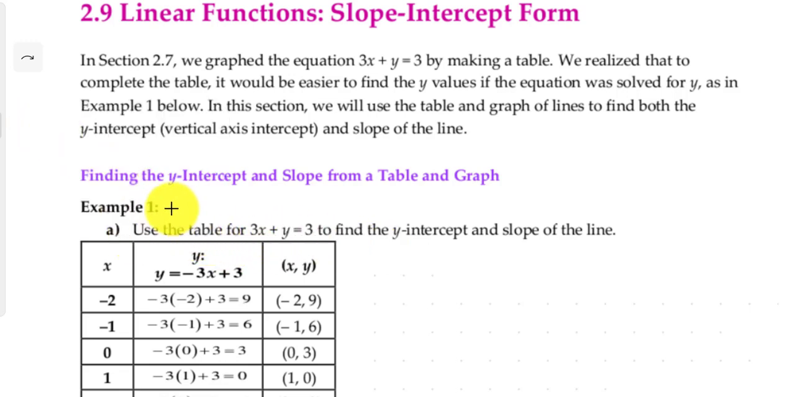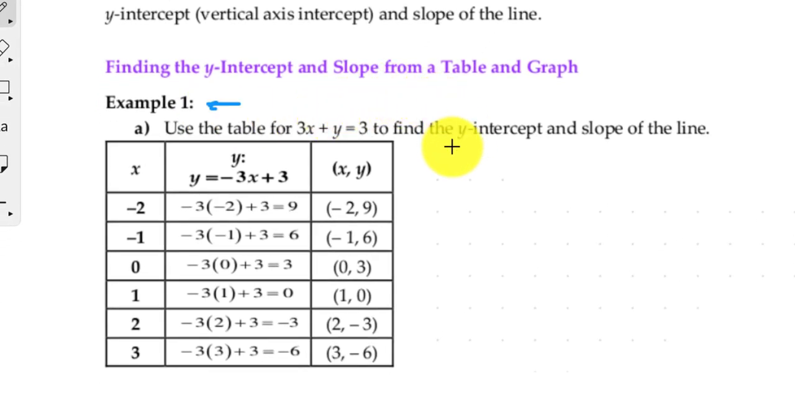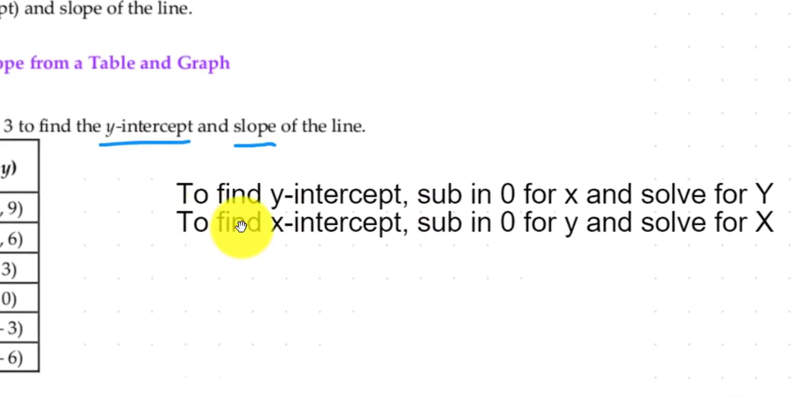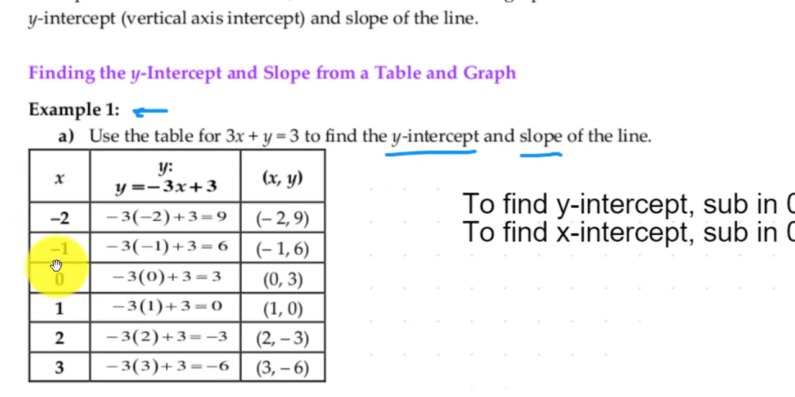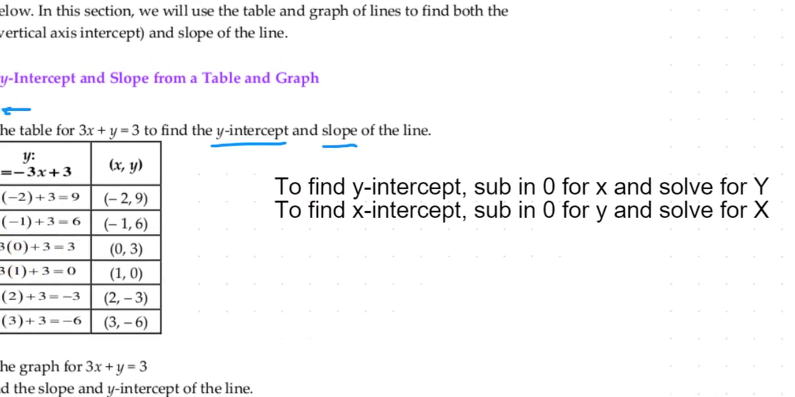It says example 1, right here. Use the table to find the y-intercept and the slope of the line. So I just want you to remember the rules for the y-intercept. I took a moment to type the rules. To find the y-intercept, sub in 0 for x and solve for y. So looking at the table, if I make x 0, my y is 3. So the y-intercept would be 0, 3.